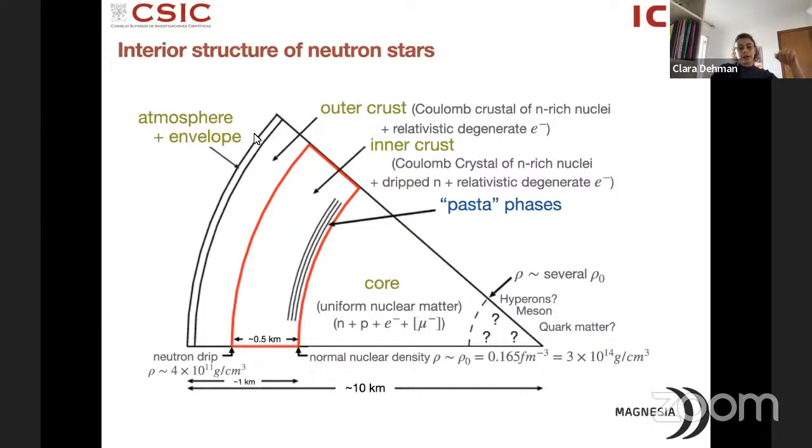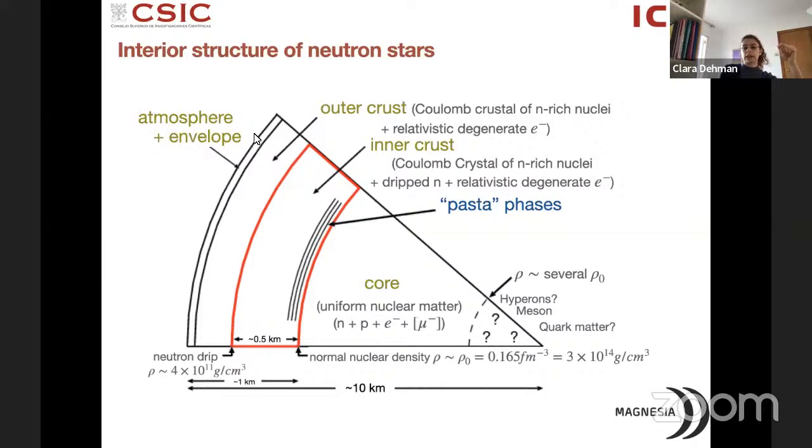Then we have the crust of a neutron star. The crust is about 1 kilometer thick, and one can distinguish two regions in the crust. The outer crust is formed out of a lattice of neutron-rich nuclei, and we have a gas of relativistic free electrons. Then the more we go toward the inner layers of the neutron star, the density increases, and the neutrons start dripping from the neutron-rich nuclei. This is when the inner crust starts.